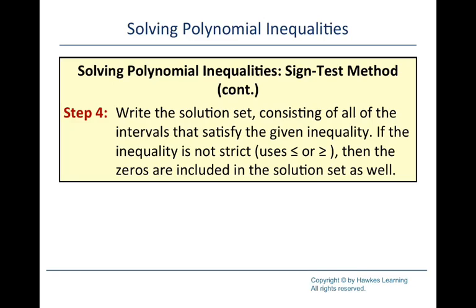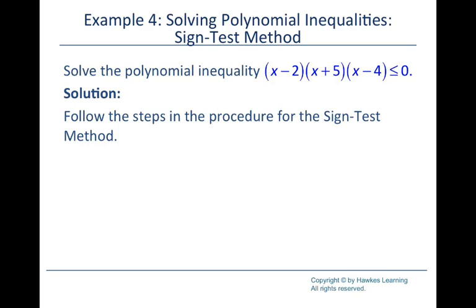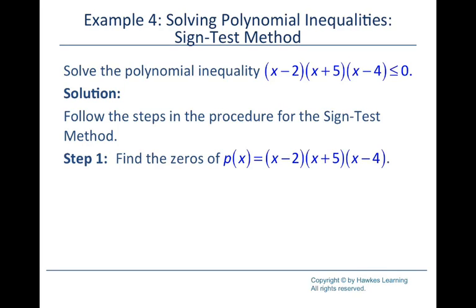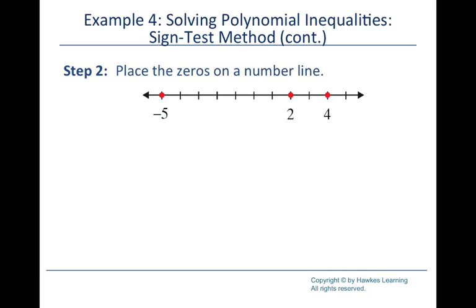So the way you would do that, if I want to solve this polynomial inequality, I have my zeros at 2, negative 5, and 4, and I want to know where it's less than or equal to 0. So we follow the steps in that procedure for the sign test. First we find the zeros. Again, positive 2, negative 5, and positive 4. And then we're going to put our zeros on a number line, which is kind of like putting them on the x-axis of a graph.